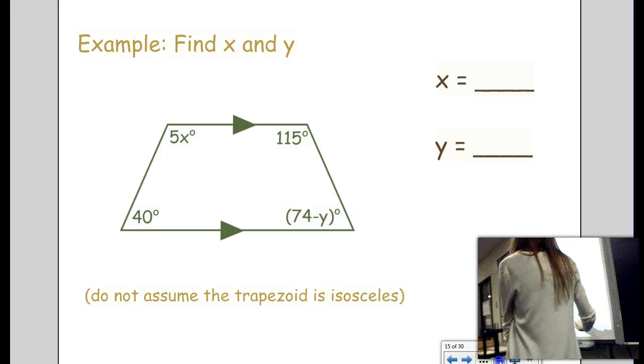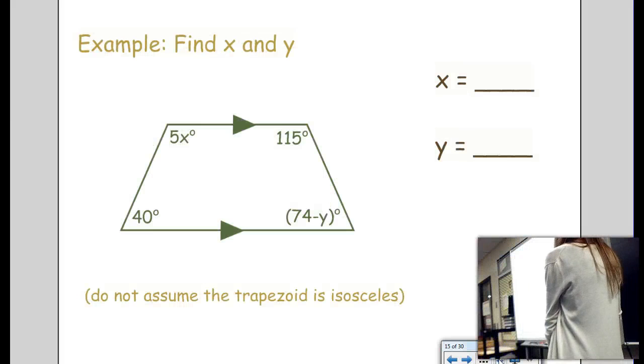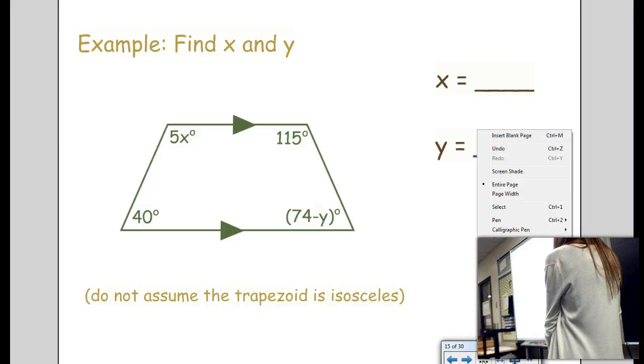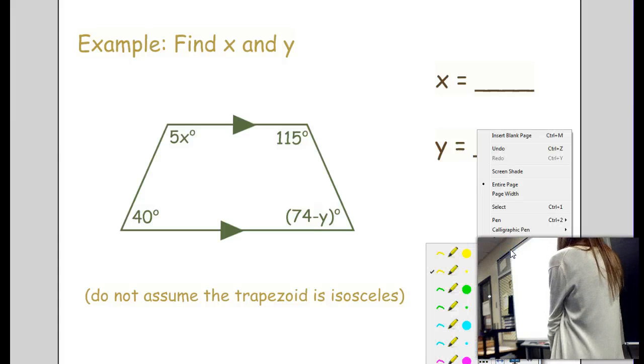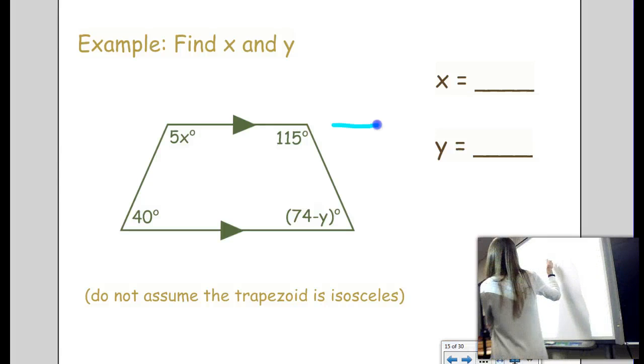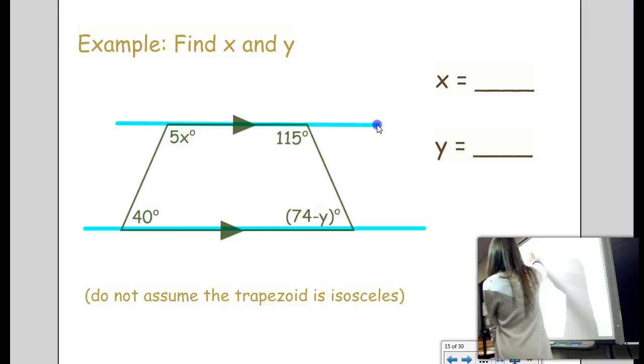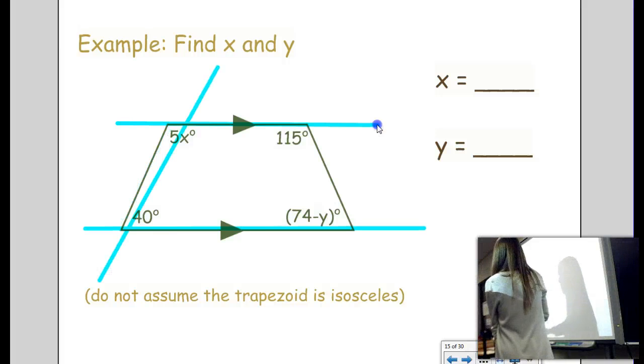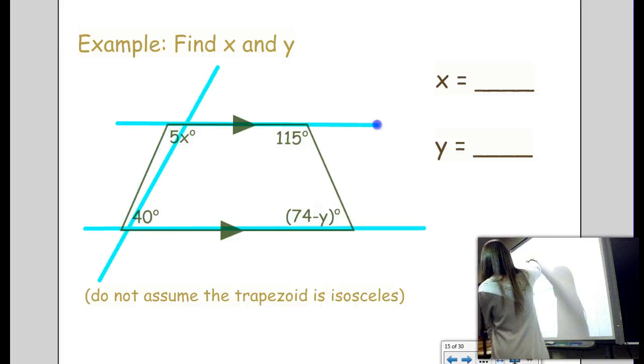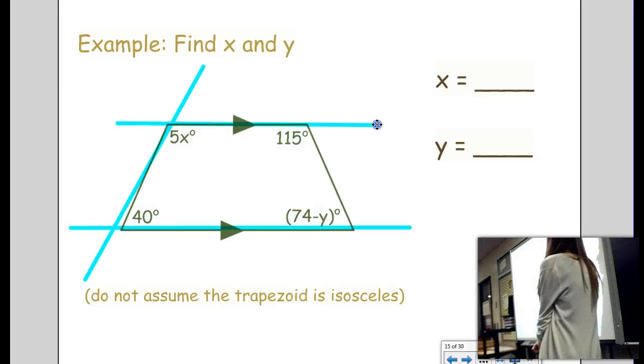If I were you, I would recommend only dealing with one transversal at a time. When I say that, what I mean is, here's your parallel lines. I always like to make them longer so they look like parallel lines. And you can deal with this transversal first. It autocorrects me. See how it does that? Straightens my line for me.